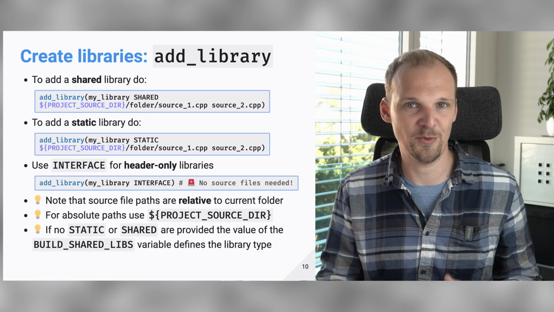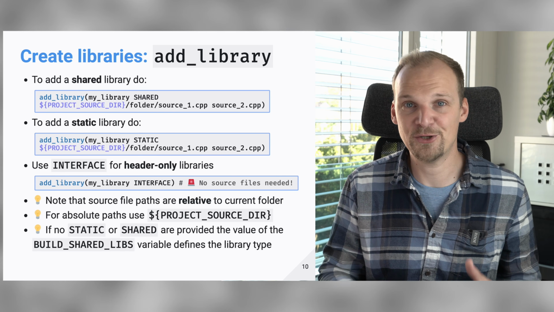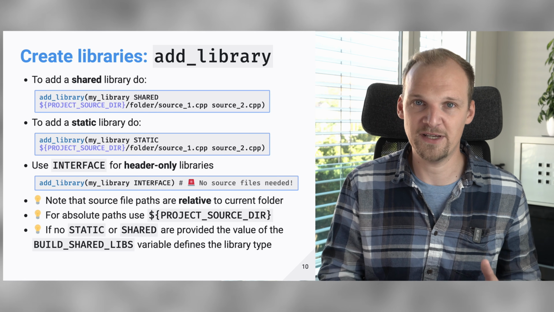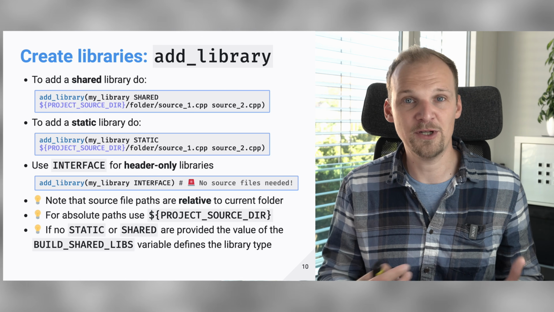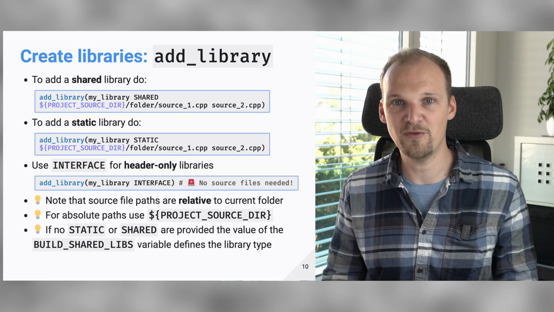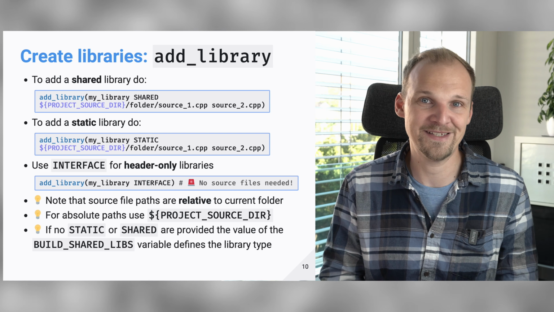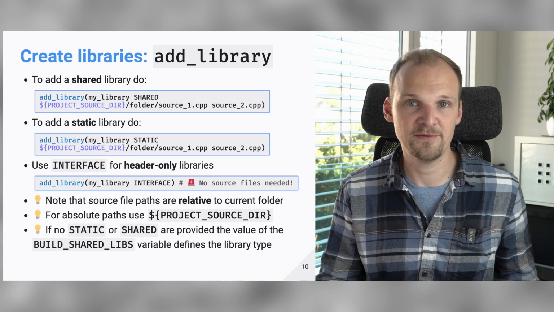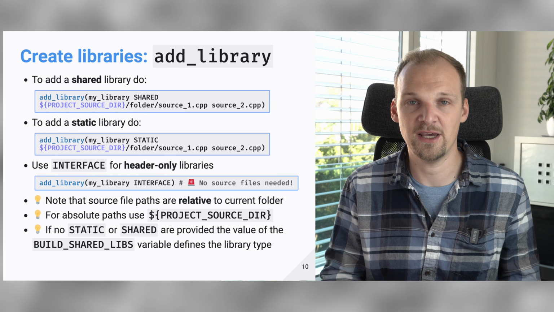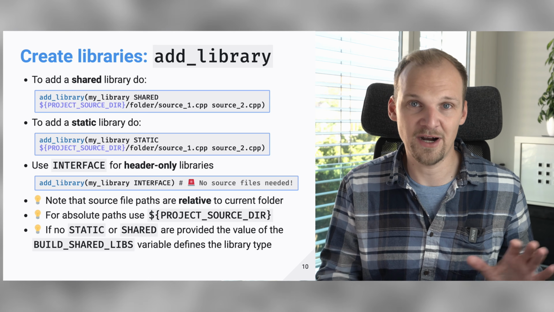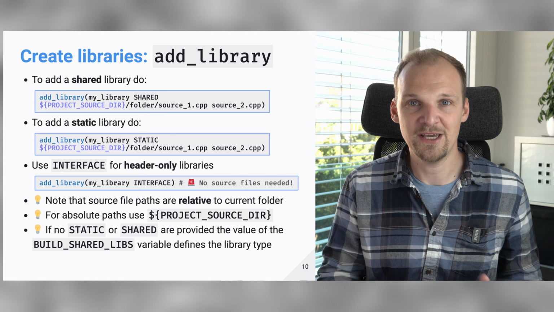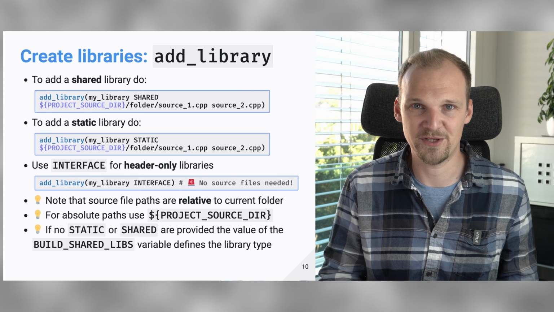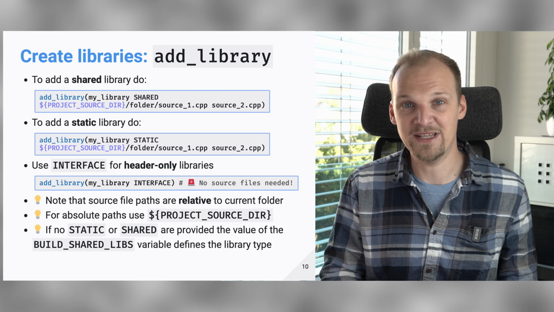Now, the only different one from the batch is the header-only library, and to create that, we use the keyword interface instead of the shared and the static, and we don't provide any CPP files because there are no CPP files in a header-only library. Please note that all of the paths are relative. And if you want to use an absolute path, don't hard code your absolute path into there. Use the variables provided by the project command, something like a project source dir here, instead.